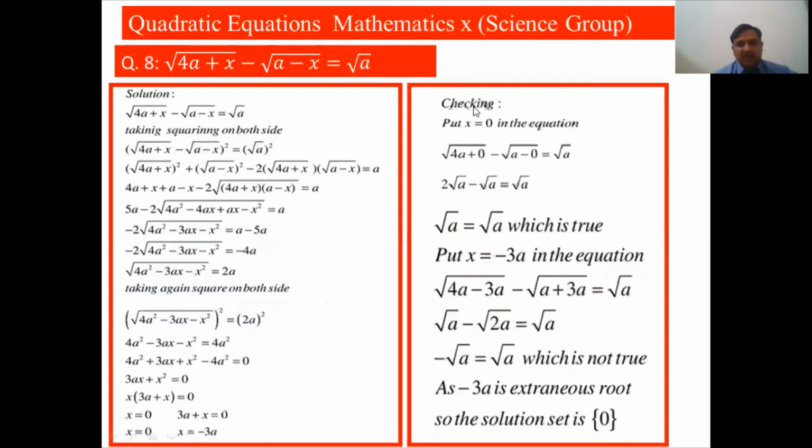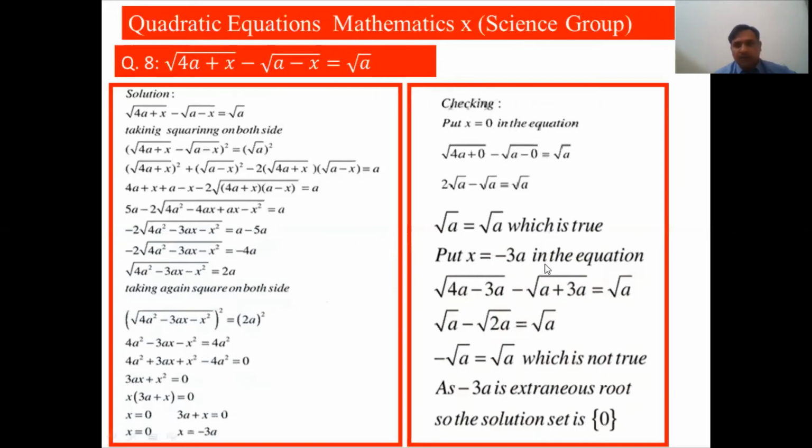Now we have to check whether these solutions satisfy the given equation or not. First put x is equal to 0 in this equation. So when we put x is equal to 0, we have this type of expression, and after simplification we have square root of a is equal to square root of a, which is true. So it means x is equal to 0 is the solution of the given radical equation.